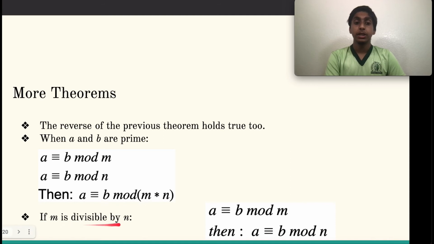Now, if M is divisible by N, then we can create this. A is congruent to B mod M, then A is congruent to B mod N. So if M is divisible by N, then it holds true for both M and N as what I'm going to be dividing by to find my remainder. So again, these are just some quick and easy formulas that you can use when you have something big, you're trying to make it smaller, or when you have something small, you're trying to expand it.